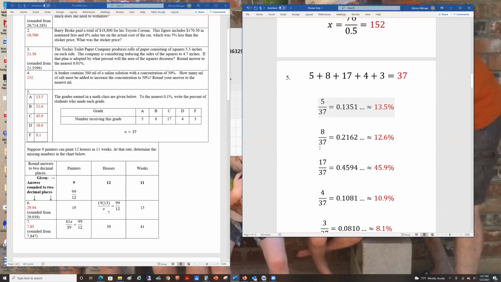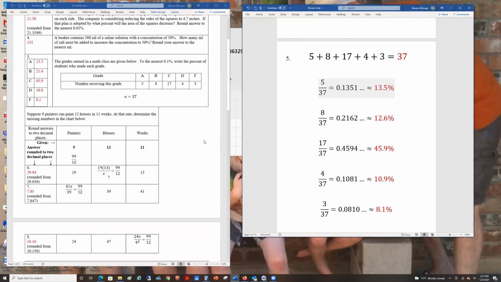Number 5, we've done a bunch of these because we have. And we got A's, B's, C's, D's, and F's, 5, 8, 17, 4, and 3. You must add that up correctly or you're not likely to get any of these right. That's the number of students. So first thing you do is take each of these grades, 5, 8, 17, 4, 3, divide by the number of students, change that to a decimal, change that decimal to a percent by moving the point 2 places to the right.